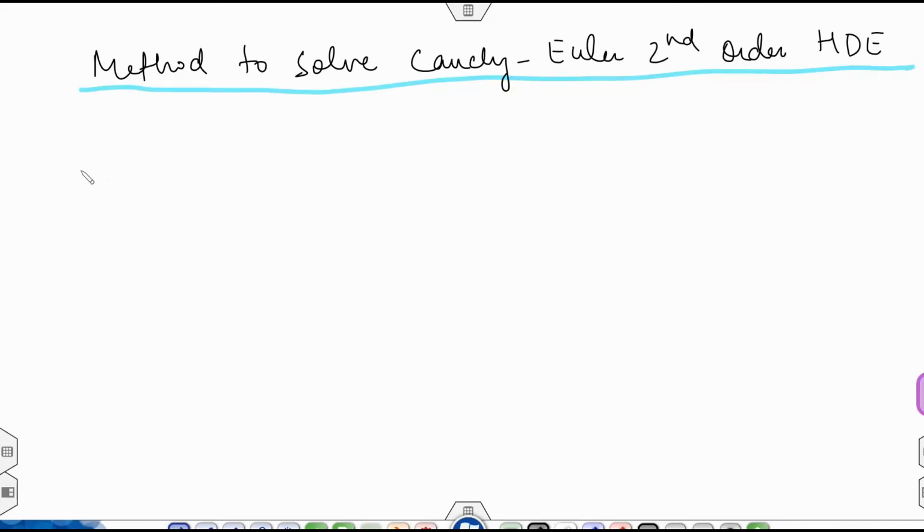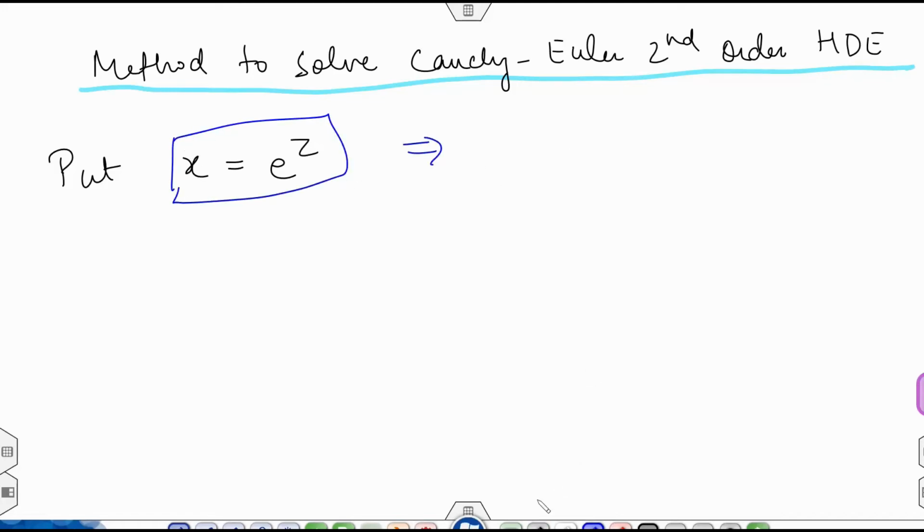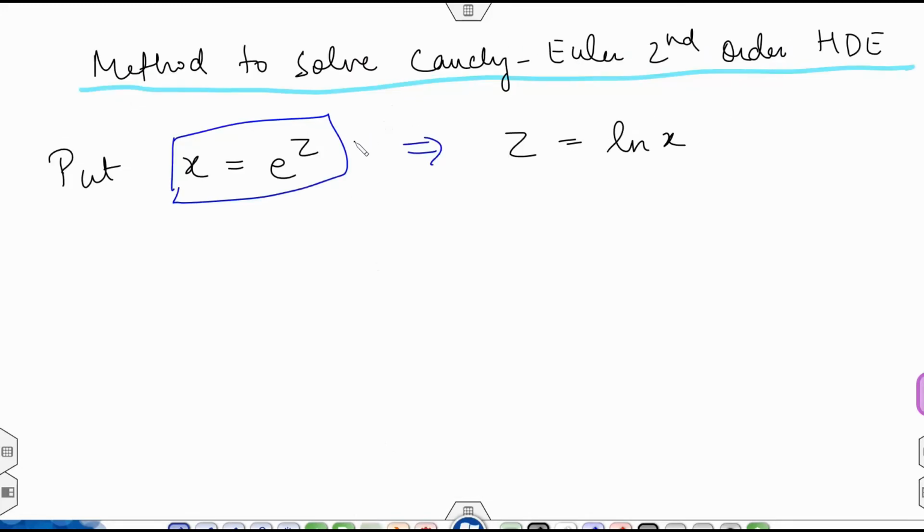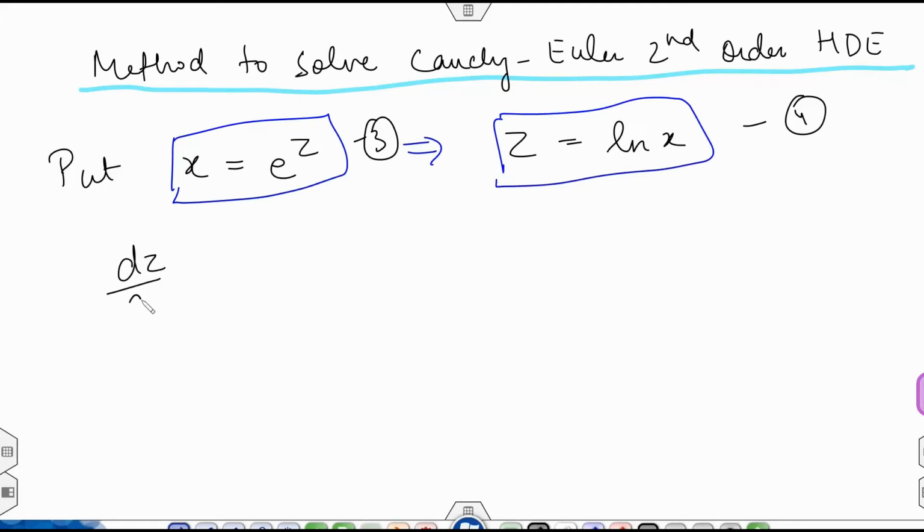So in this type of problem, we make a substitution. What is the substitution? We put x is equal to e to the power z, and this implies z is equal to ln of x. I'll give this as equation number 3, and this as equation number 4, since I have given the earlier ones as equations 1 and 2. If I differentiate equation number 4, what will I get? I'll get dz by dx is equal to 1 by x. Again I'll give this an equation number, that is equation number 5.